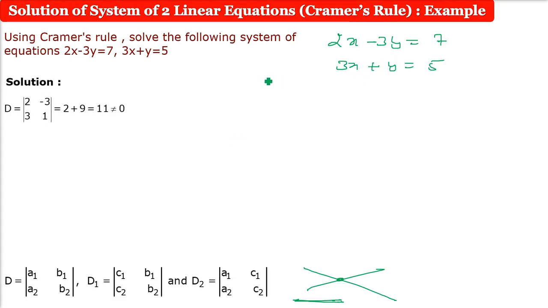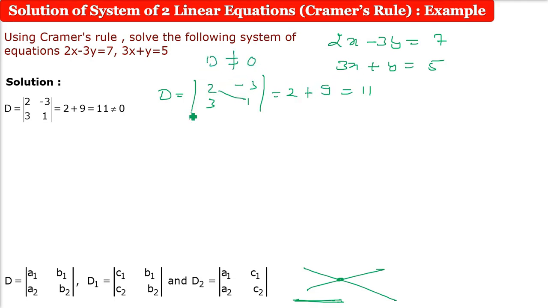First we'll find D. D is the left hand side, written in the form of a determinant: 2, negative 3, 3, 1. I am writing the coefficients of x and y. Now find the determinant: 2 minus of negative 3 times 3, that is plus 9. 9 plus 2 is 11. So D is not equal to 0 in this case.